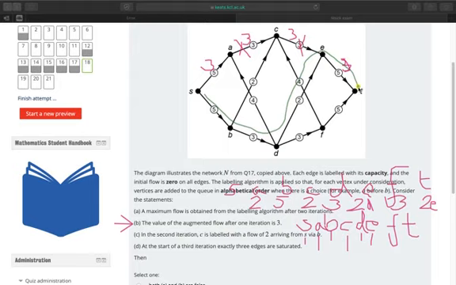And I think I've done enough now to answer the question, because it's certainly true that a maximum flow is not obtained from the layering algorithm. So this is not true.